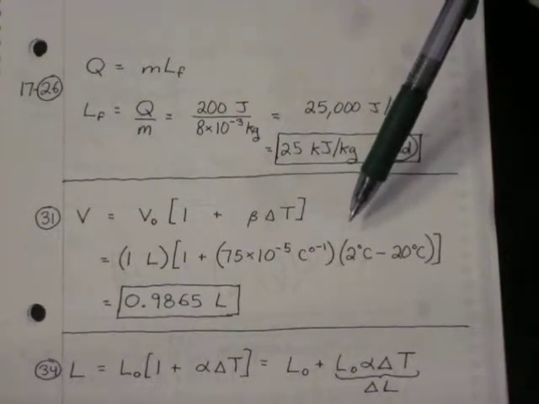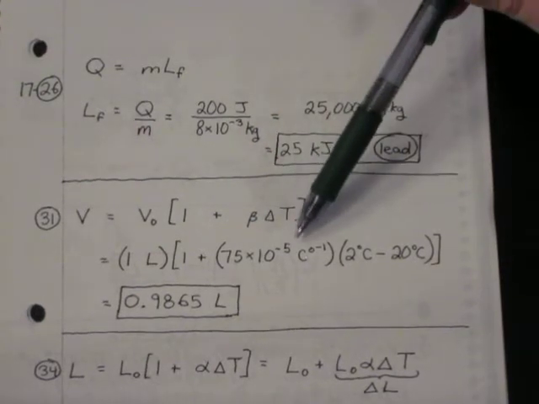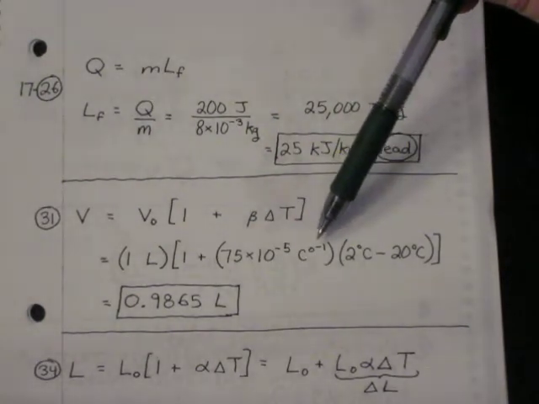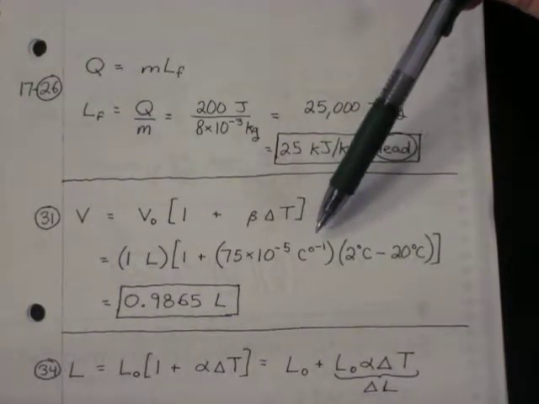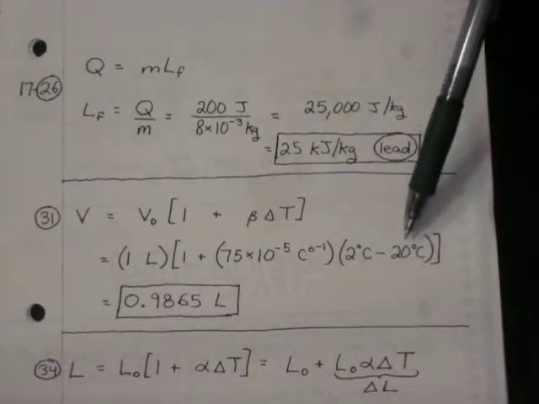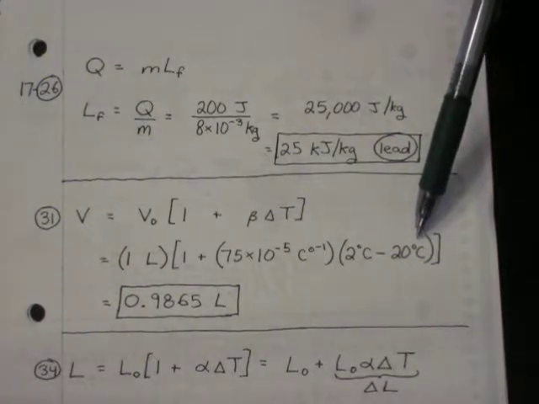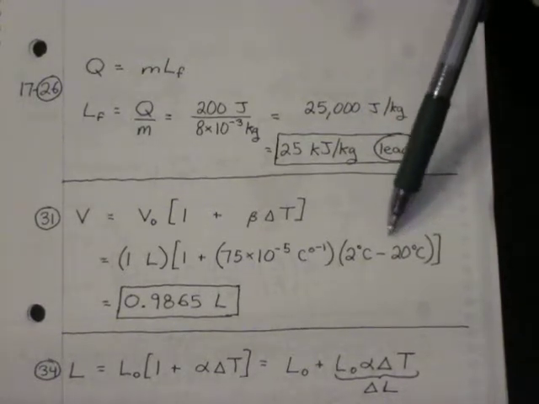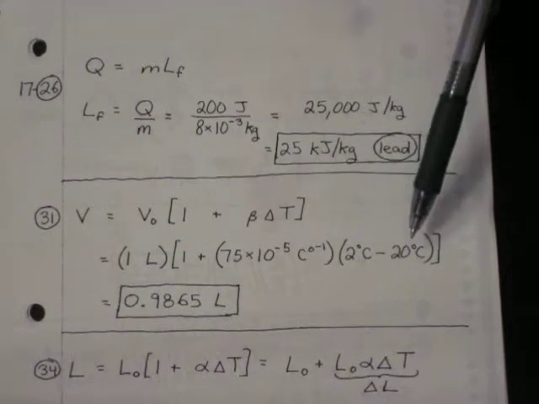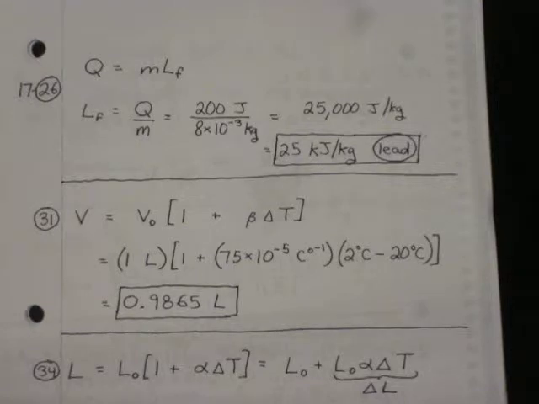Plug in all the values. We have the initial volume is 1 liter, 1 plus, we look up the volume coefficient for ethyl alcohol, 75 times 10 to the negative 5 per Celsius degree. We're multiplying by the change in temperature. Final minus initial, that's 2 degrees Celsius minus 20 degrees Celsius. If you had converted to Kelvin, it would give you that same difference of negative 18 degrees, whether it's Celsius or Kelvin. Negative ensures that it's going to be 1 minus something, so we're going to have a volume contraction. And we're left with 0.9865 liters.